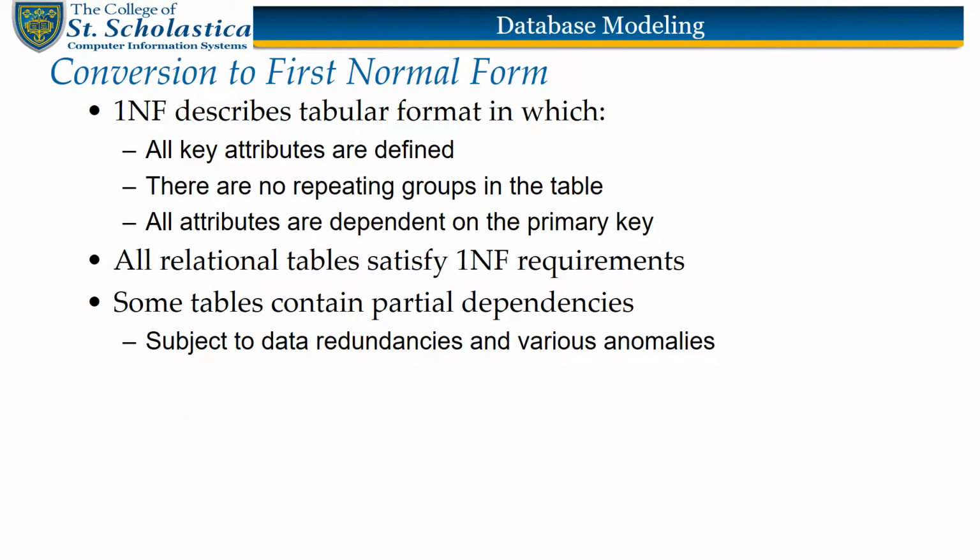The conversion to first normal form, 1NF, describes a tabular format in which all key attributes are defined. There are no repeating groups in the table, and all attributes are dependent on the primary key. All relational tables satisfy 1NF requirements. Some tables contain partial dependencies, which are subject to data redundancies and various anomalies.